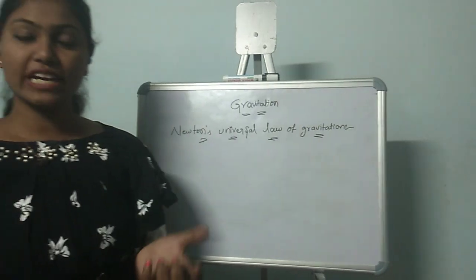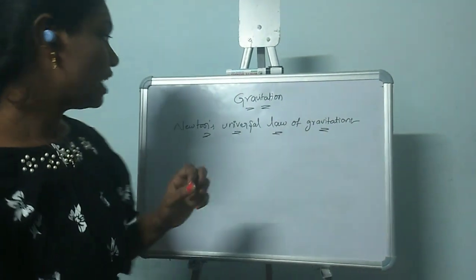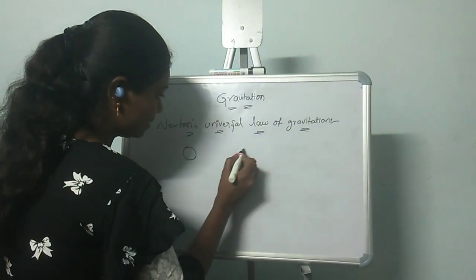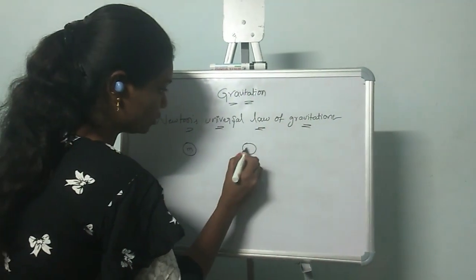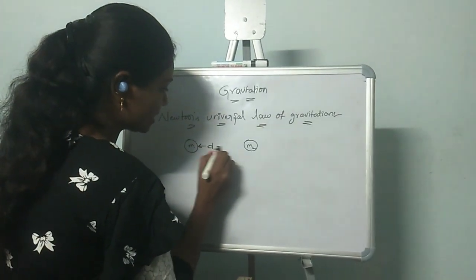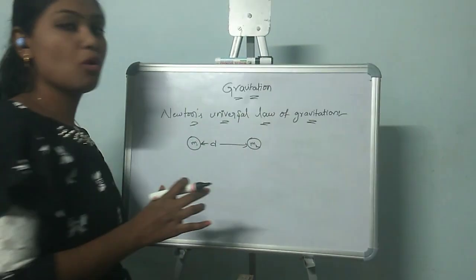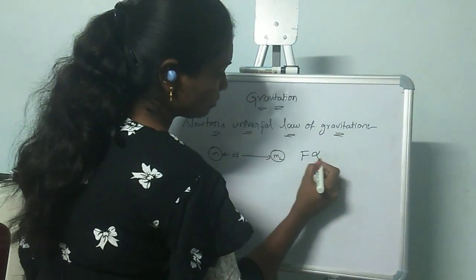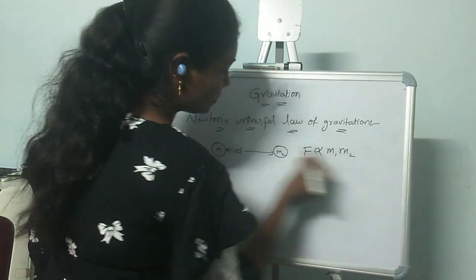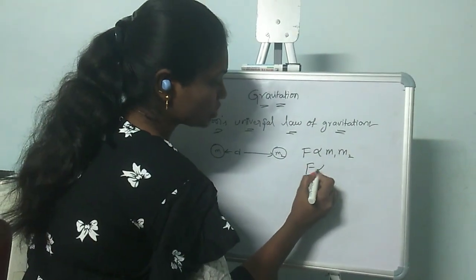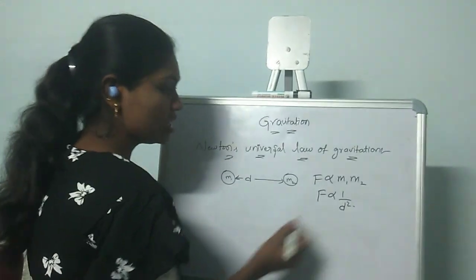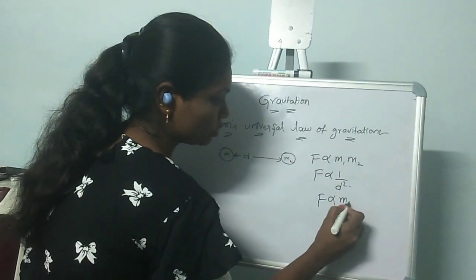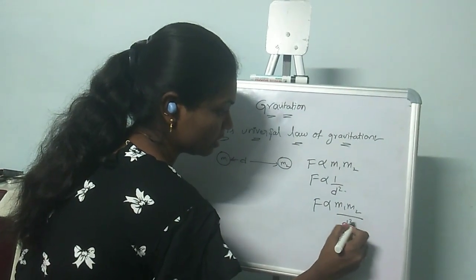Every body in the universe attracts the other body with some force. First, we can take two bodies, m1 and m2, separated by a distance d. These two bodies are attracted by some force. That force is directly proportional to the product of the two masses and inversely proportional to the distance between them. So by combining these two, we can write F is proportional to m1 m2 by d square.